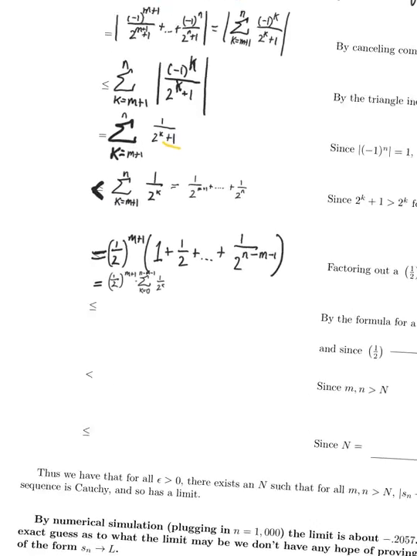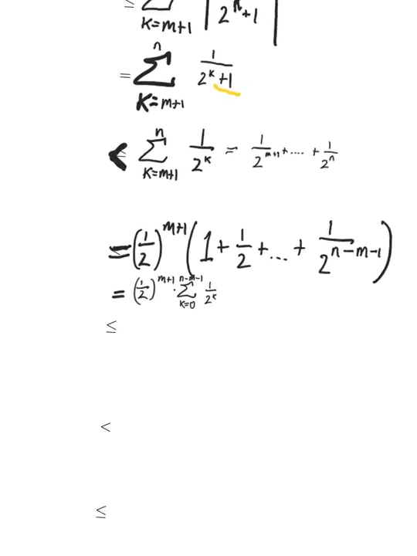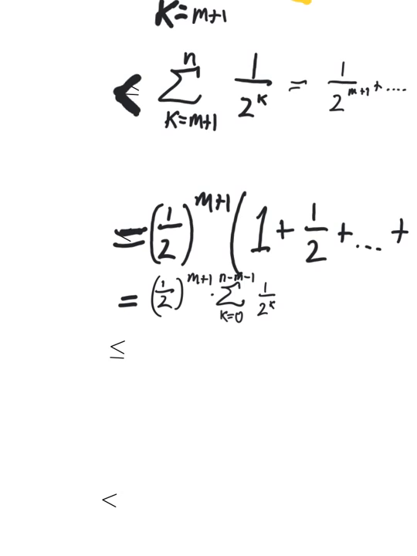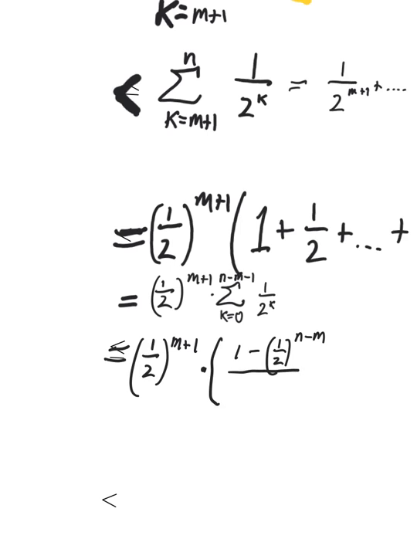So, applying that formula, what do I get? Well, it looks like the x is 1/2. So this is equal to, I'll just hold on to this 1/2 to the m plus 1 times 1 minus 1/2 to the n minus m minus 1 plus 1. So that's n minus m all over 1 minus 1/2.